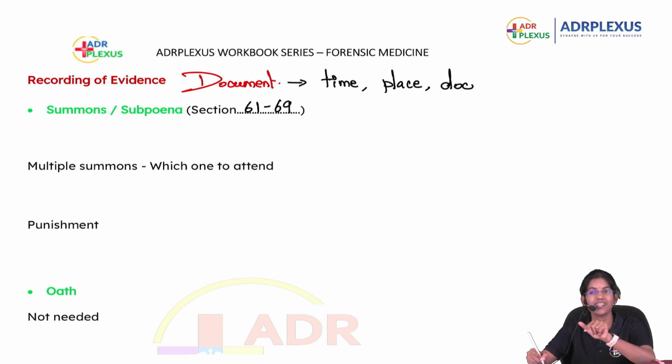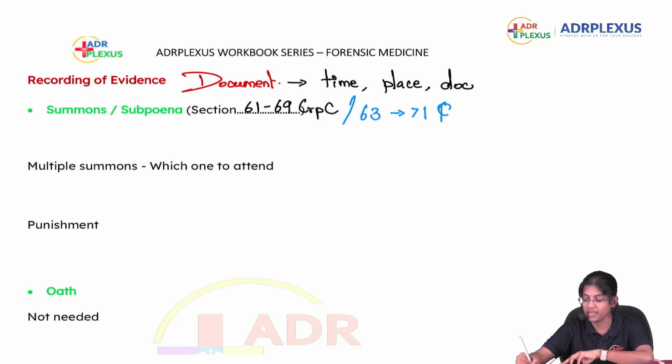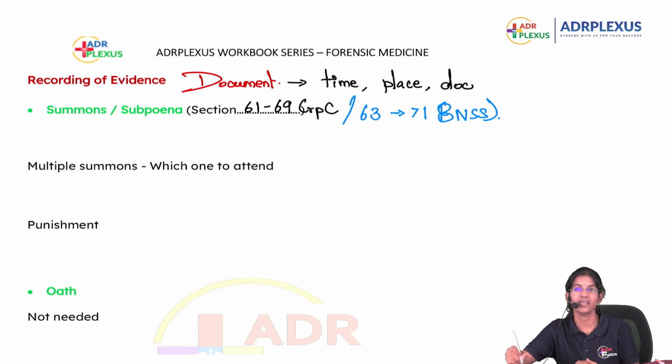Which one will deal with summon? The procedure as to how we are supposed to receive the document, when they are supposed to give the document, if we don't come, what they have to do. Very good, CRPC. Now it was dealt in 61 to 69 CRPC, but today we deal with it in sections 63 to 71 of BNSS, Bharatiya Nagarik Suraksha Sanhita. BNSS deals with summon.